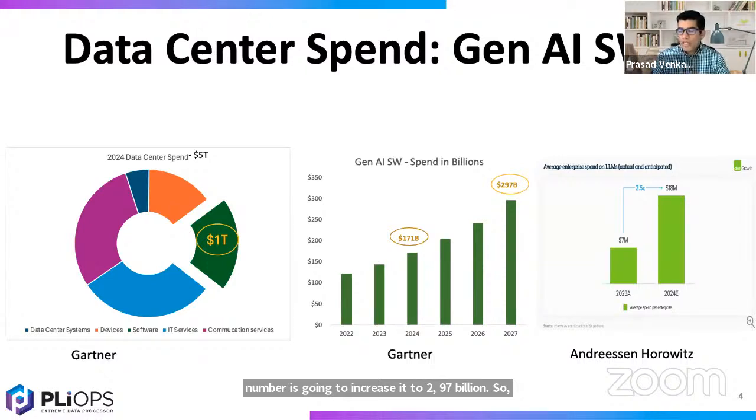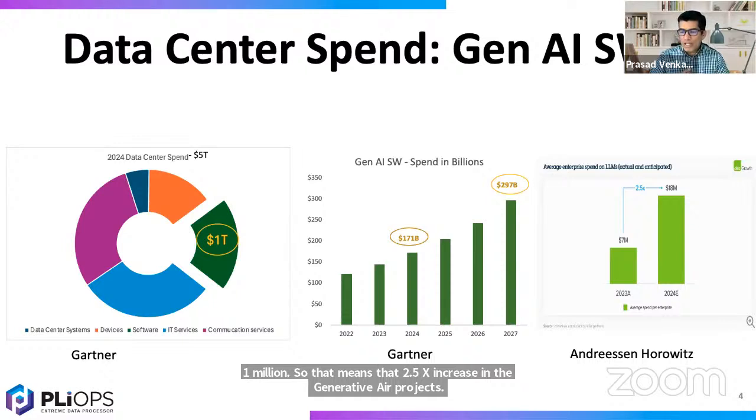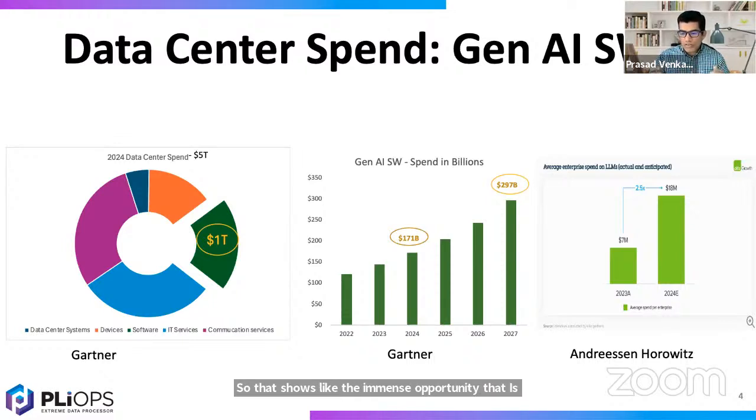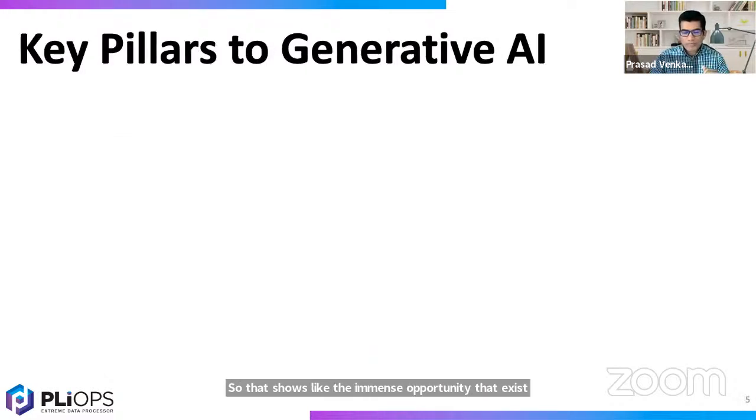The average spend for an enterprise has gone significantly higher from 2023 to 2024, from 7 million per average enterprise up to 18 million. So that means a 2.5x increase in generative AI projects. That shows the immense opportunity that exists across generative AI.